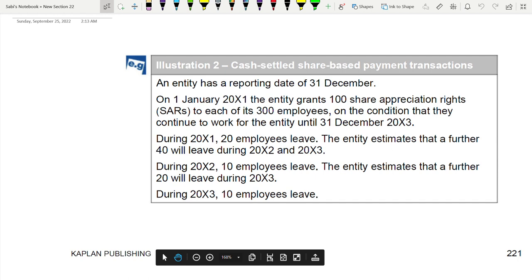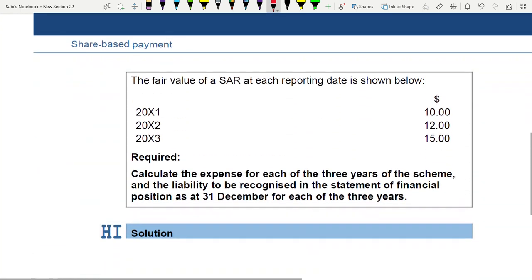Illustration 2. So here, till here is the same. You have been given the number of employees leaving and the estimates that they leave. 100 rights are there, share appreciation rights, 300 employees, over 3 years. And you have been given the fair value at each date. The only difference is this time, for 2001, this is the fair value, 2002, 12 is the fair value, 2003, 15 is the fair value. That's the only thing that changed. Everything else remains the same.